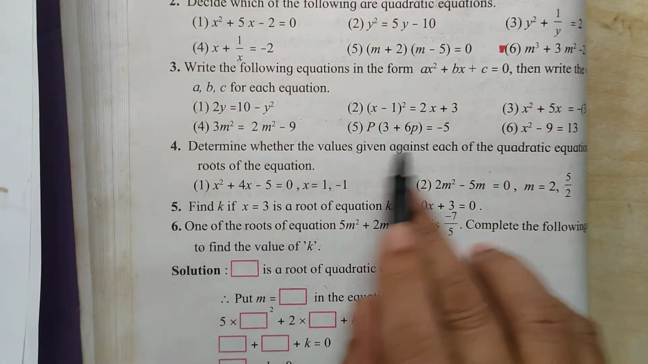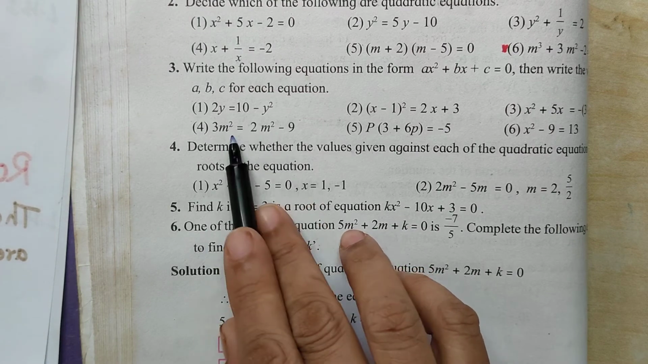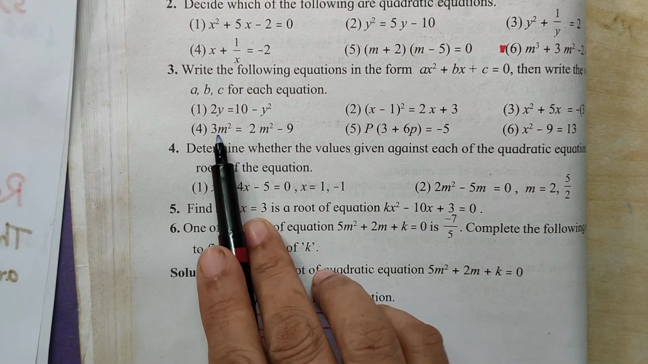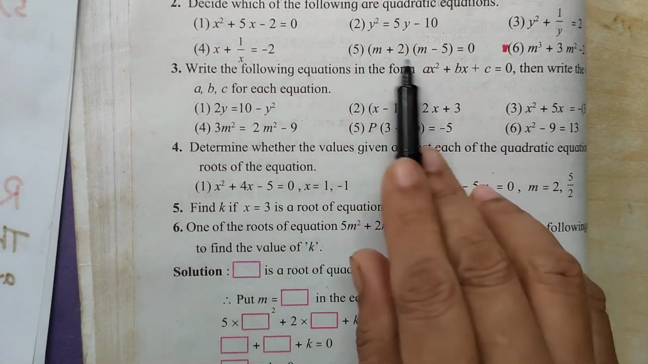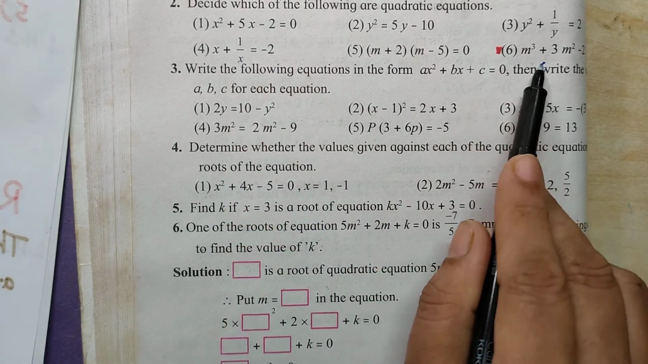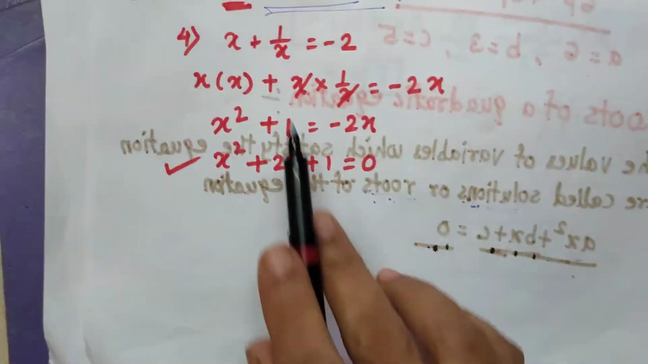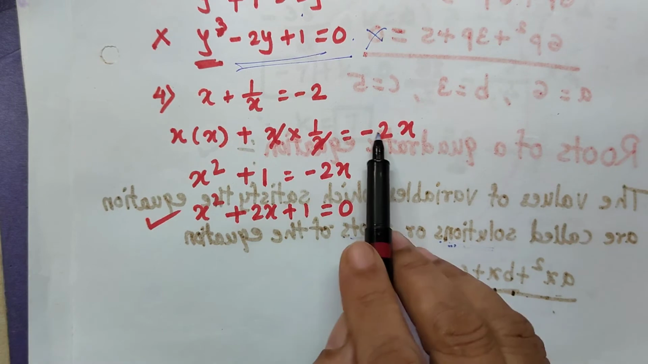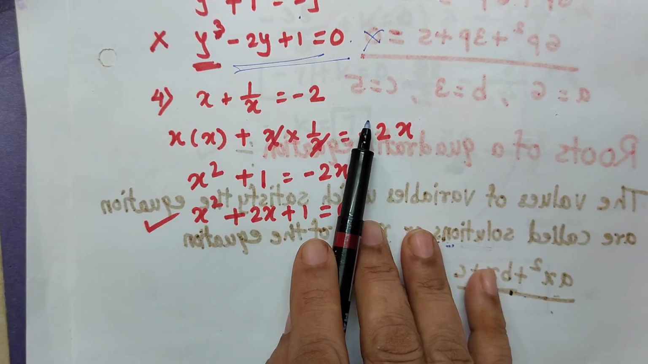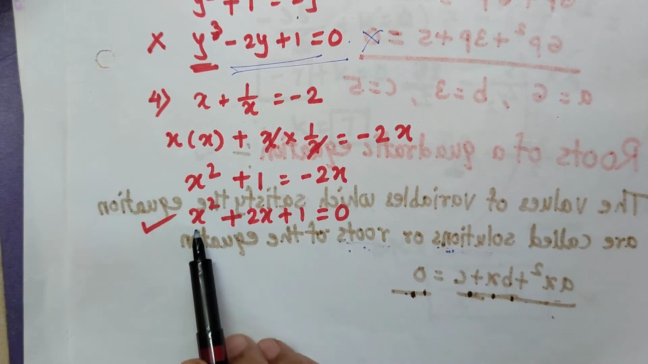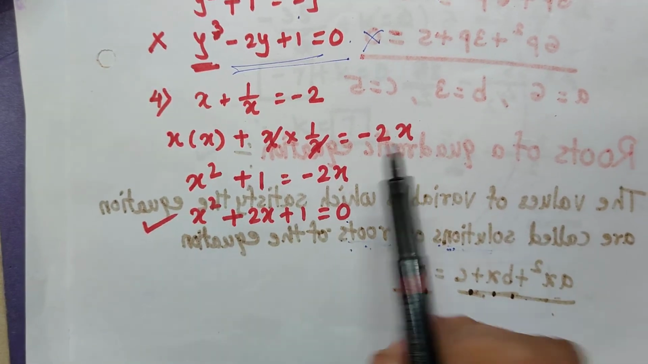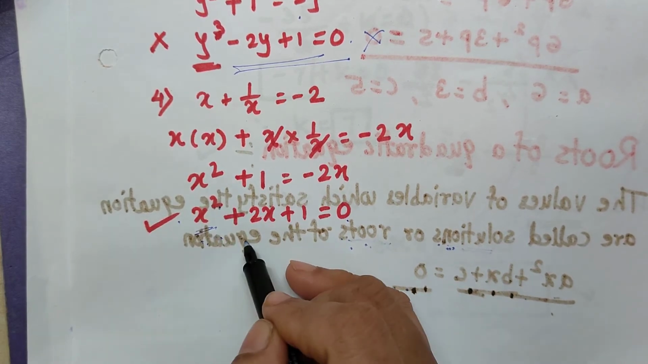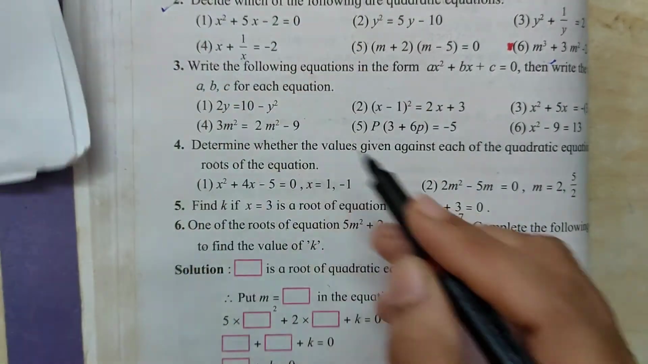And the fourth example, fifth and sixth are easy ones. Here x plus 1 upon x minus 2: x into x plus 1 upon x into x minus 2 into x, multiplying both sides of the equation by x, we get x square plus 1 minus 2x, that is, x square plus 2x plus 1 is equal to 0. The degree of the polynomial is 2. Therefore, it is a quadratic equation. This way you can solve question number 2.